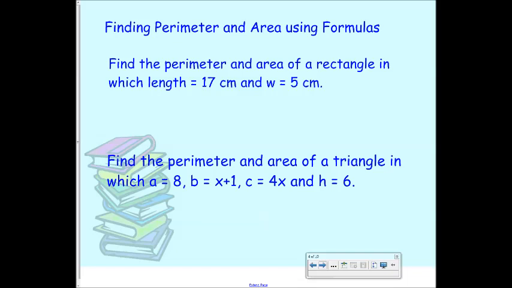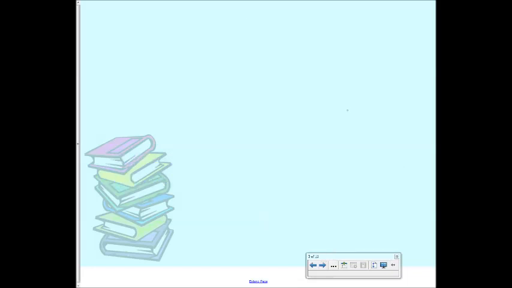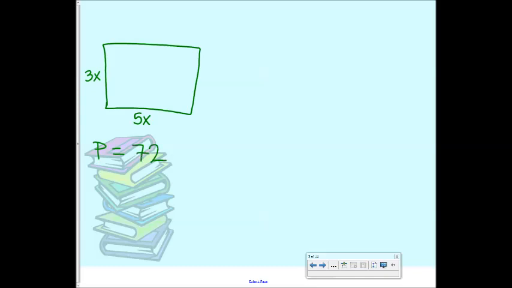How would I find the perimeter? Actually, skip this. I'm just going to make up a different one. What would I do if I gave you this figure? All right, what would you do to solve for x if I just gave you this? If I told you this is 3x and this is 5x and the perimeter is 72, what would you do to solve for x?